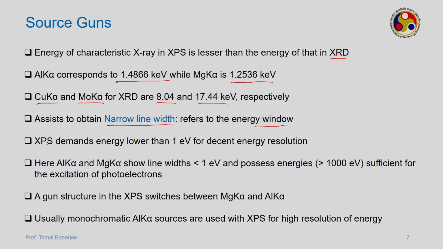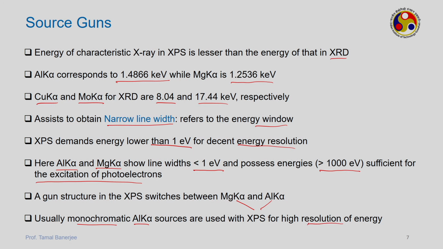So, XPS, based on definition, demands a line width lower than 1 electron volt for decent energy resolution. The aluminum K alpha line and magnesium K alpha line show line width less than 1 electron volt and possess energy pretty high, sufficient for the excitation of photoelectrons. With a gun structure, obviously, you can easily switch between magnesium or aluminum. Usually a monochromatic source is used for high energy resolution.